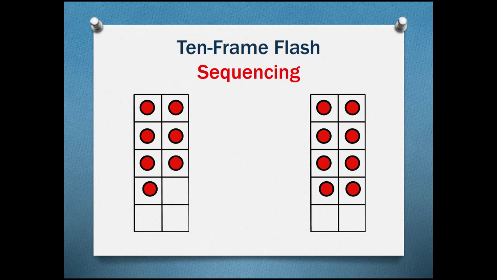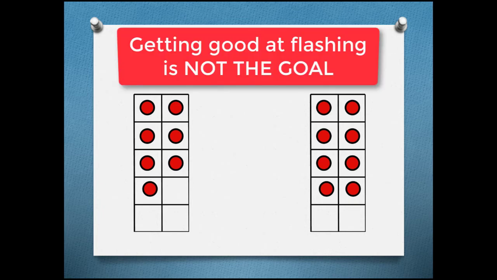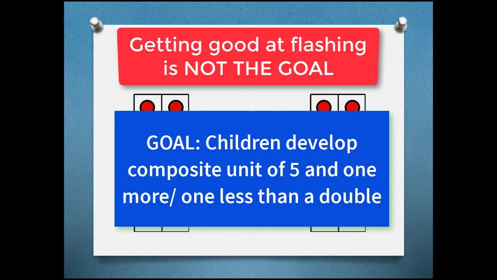Our intention is not that as a result of working on flashing, everybody will be able to say, oh, I see 7 when I saw that. In other words, our intention is not that they get good at flashing. Our intention is that through this activity, children develop all these things like a composite unit of 5, like relating 4 and 4 is 8, 4 and 3 is 7. So we want to be sure that we aren't misunderstood.